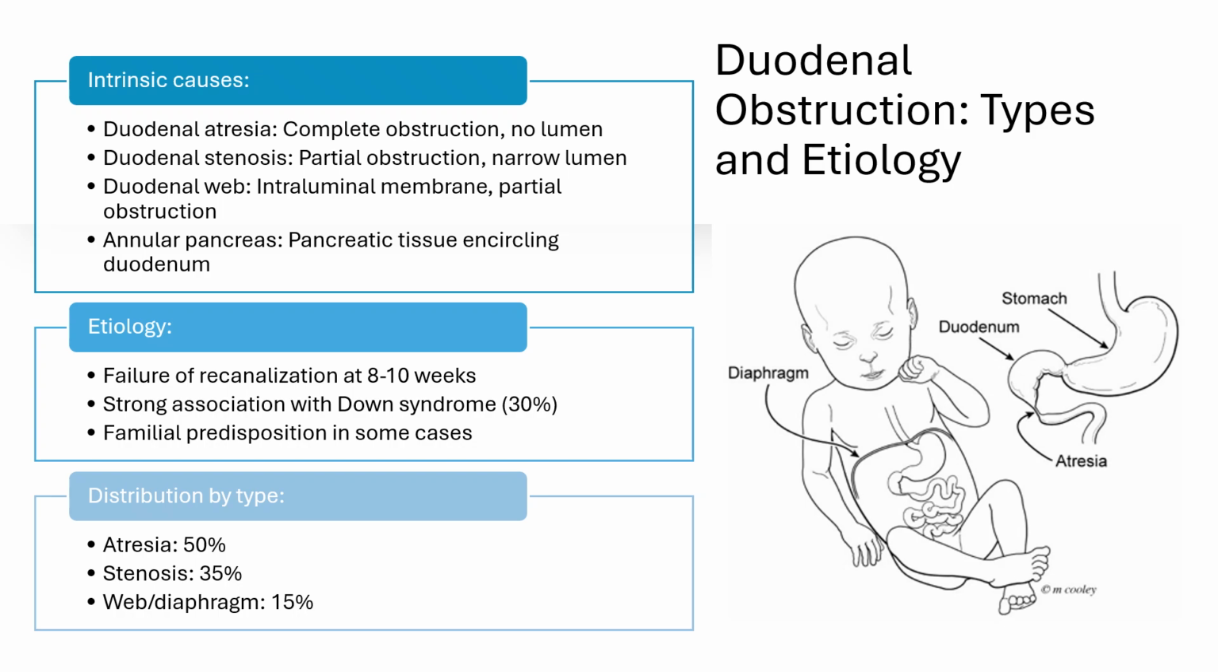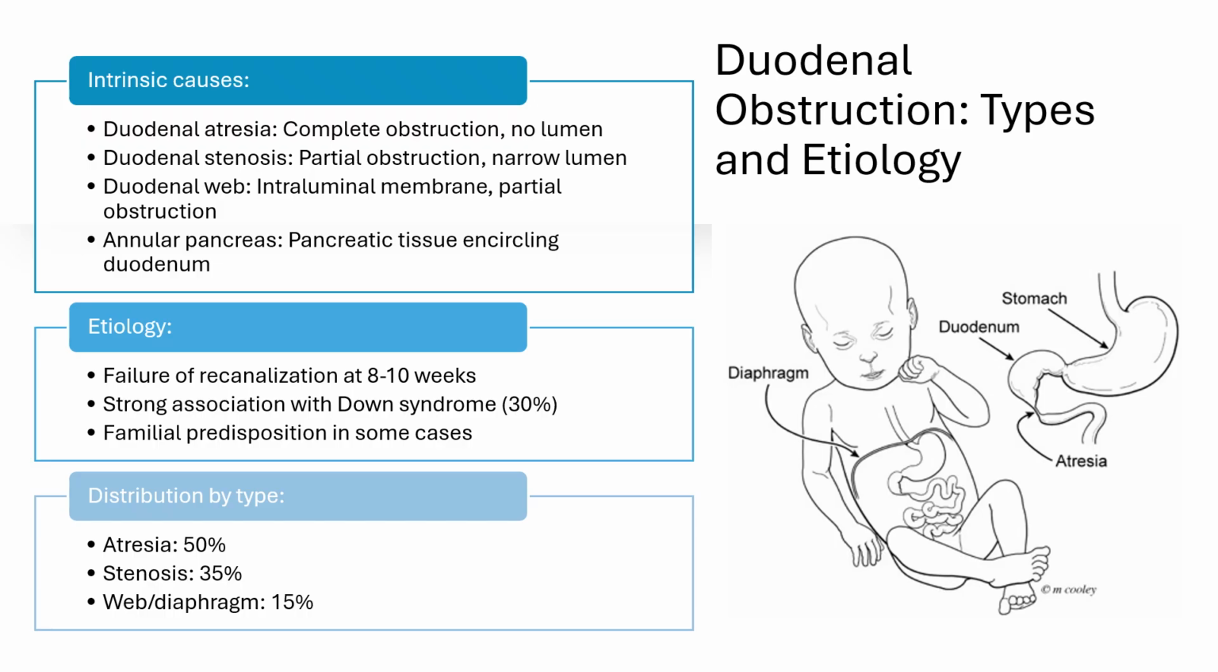Here's what makes duodenal obstruction particularly significant: the 30% association with Down syndrome. This isn't coincidental. It reflects the timing of duodenal development during a critical period of organogenesis when chromosomal abnormalities exert their effects. This association mandates chromosomal evaluation in any infant with duodenal obstruction.